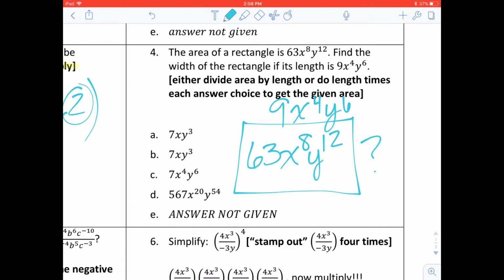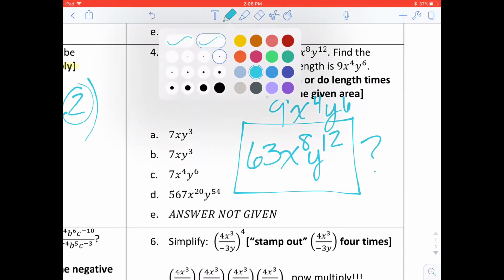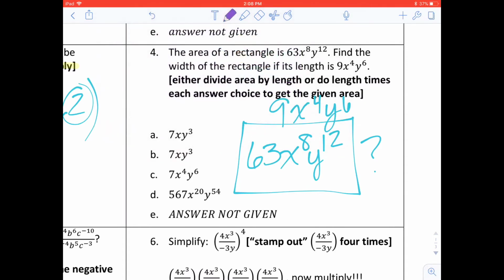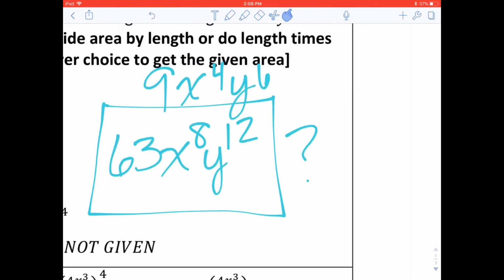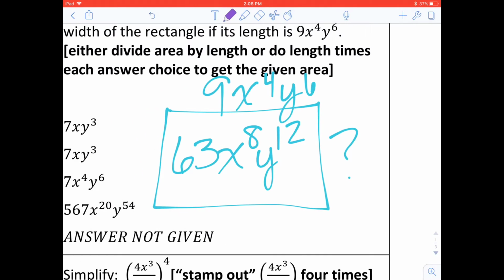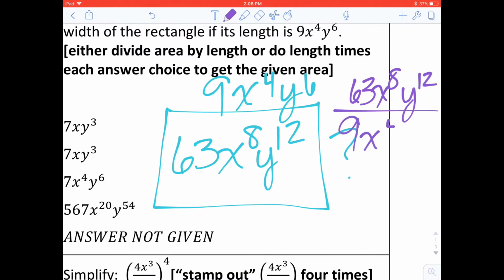Two things you could do. We know that the formula for a rectangle is length times width. Well, I don't have that missing width. So couldn't I divide those two that I have and it'll automatically tell me what the missing part is? Absolutely. So we are actually going to come over to the side here, and we're going to take the area of 63x to the 8th, y to the 12th, and divide that by the length of 9x to the 4th, y to the 6th.